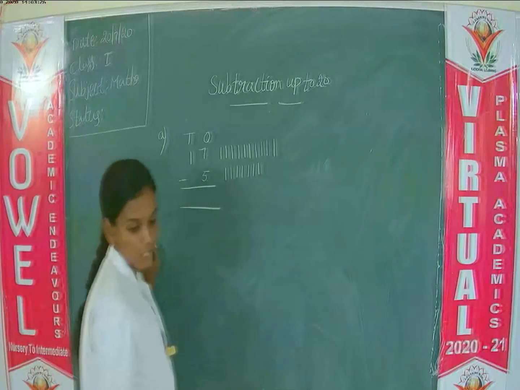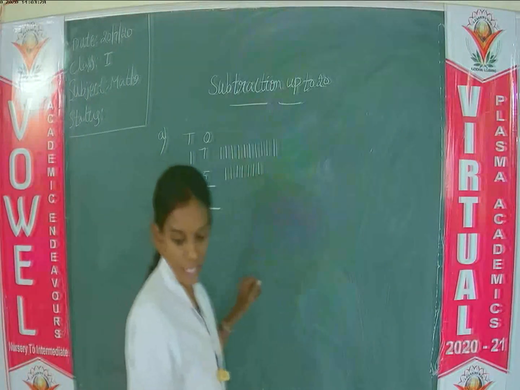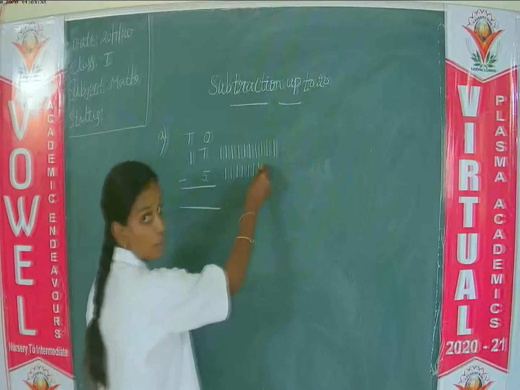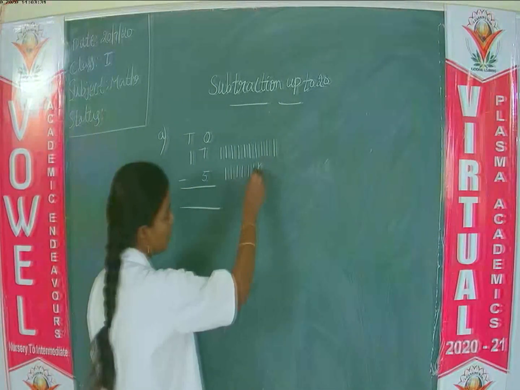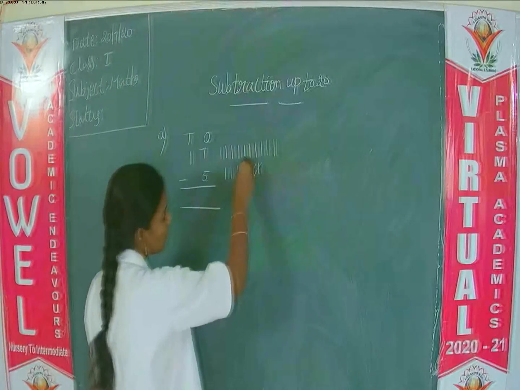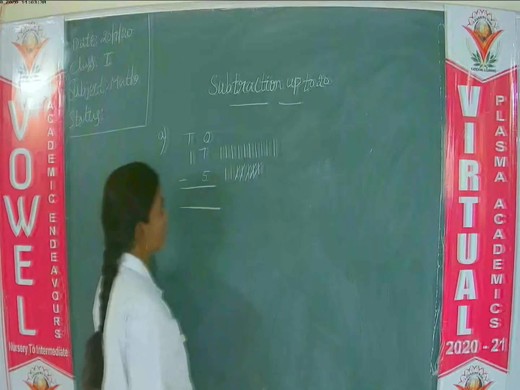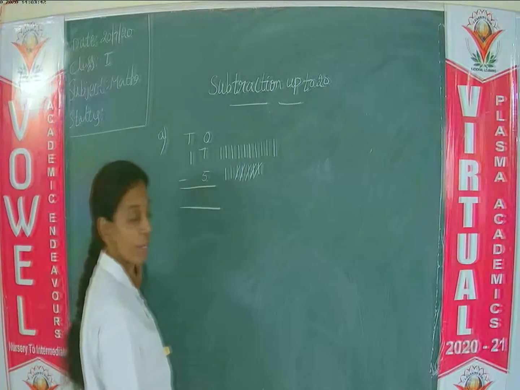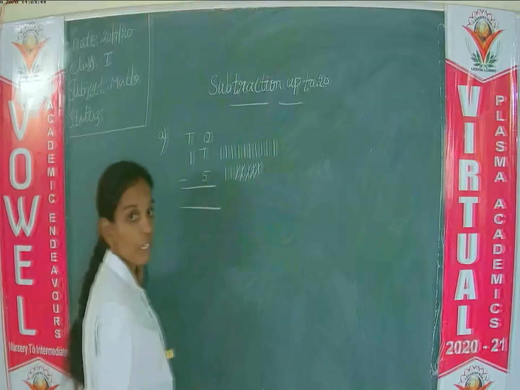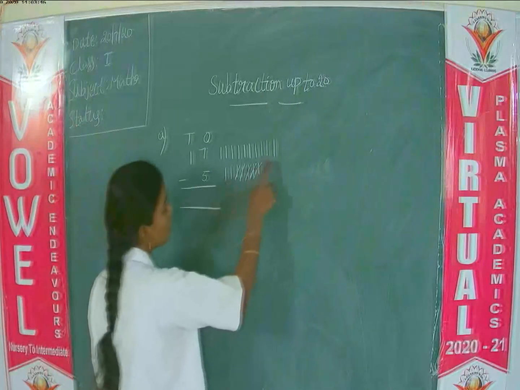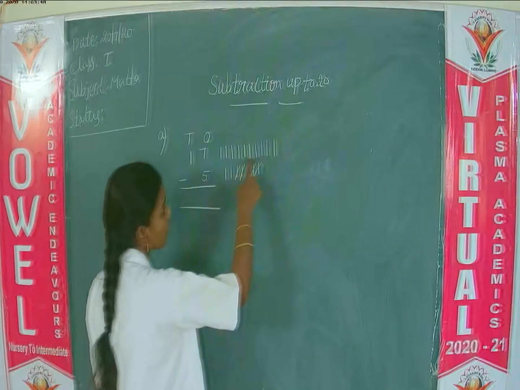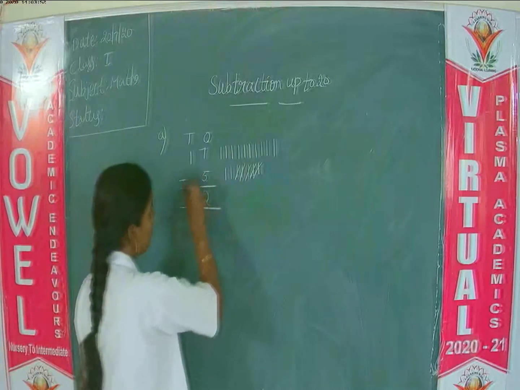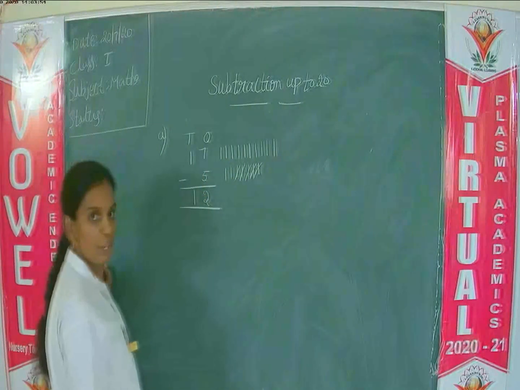From the last onwards, you have to start: 1, 2, 3, 4, 5. So after crossing 5 numbers, how many are left over? 1, 2, 3, 4, 5, 6, 7, 8, 9, 10, 11, 12. So 17 minus 5 is 12.